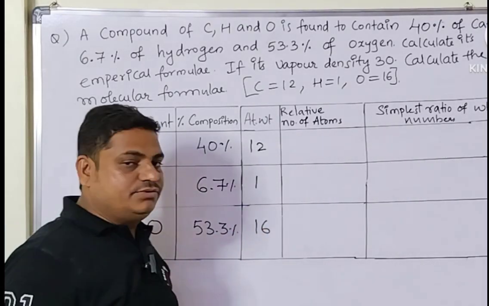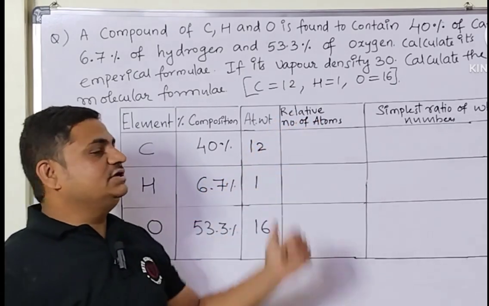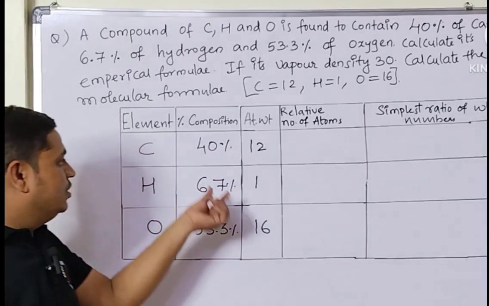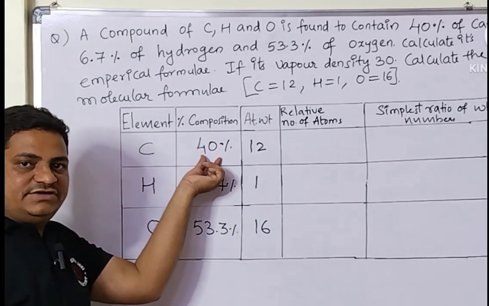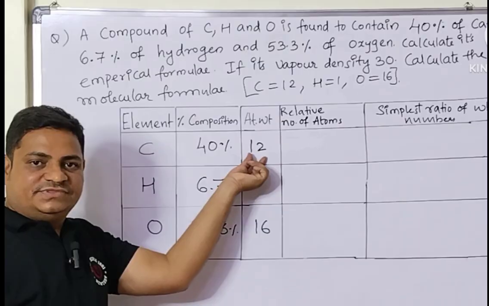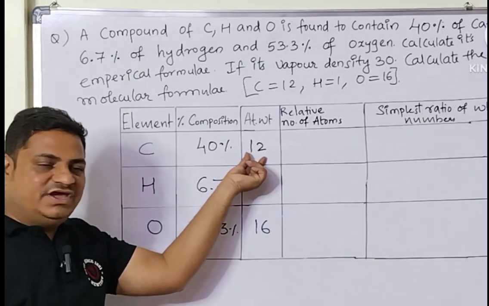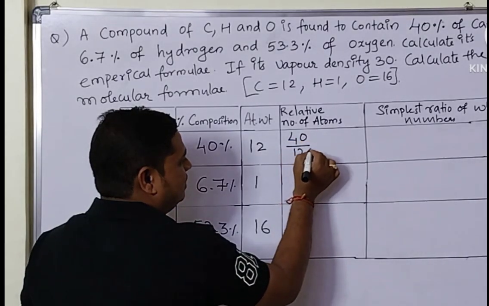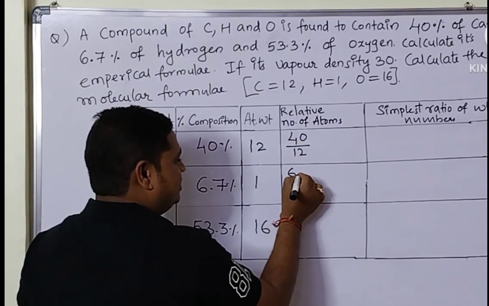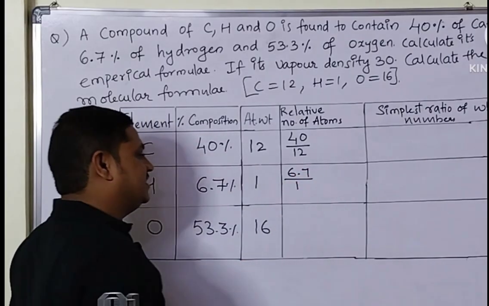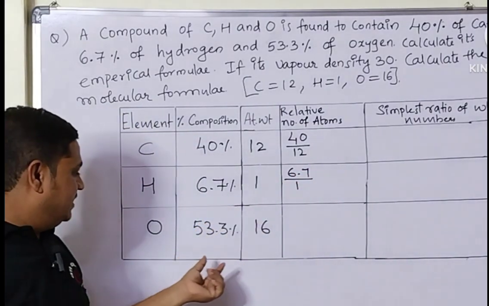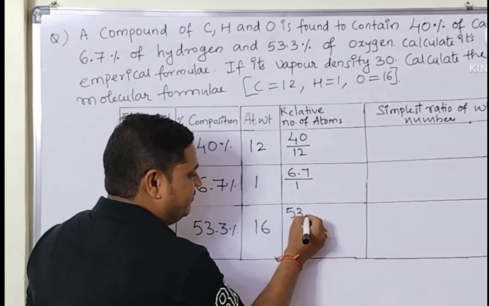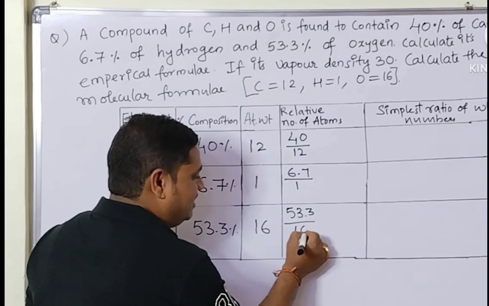Next, you have to find out the relative number of atoms, that is the atomic ratio. First, whatever percentage composition is given, you have to divide it by the atomic mass or atomic weight. So here, 40 divided by 12. Next, 6.7 divided by 1, the atomic mass of hydrogen. Next, oxygen, 53.3 divided by 16.